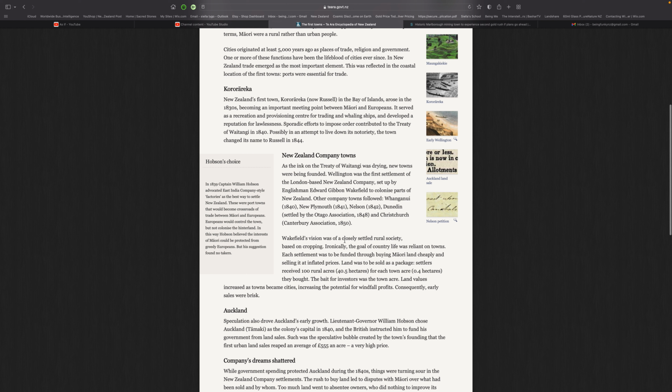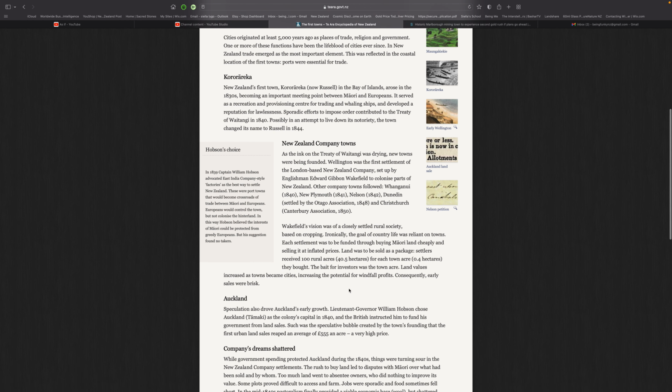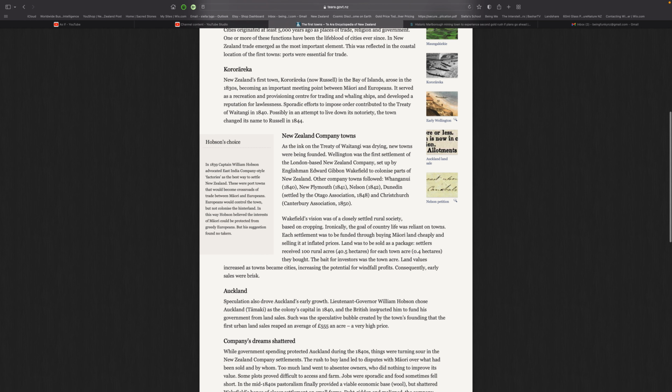His vision was of a closely settled rural society based on cropping. Ironically, the goal of country life was reliant on towns. Each settlement was to be funded through buying Māori land cheaply and selling it at inflated prices. Land was to be sold as packages. Settlers received 100 rural acres for each town, blah, blah, blah.